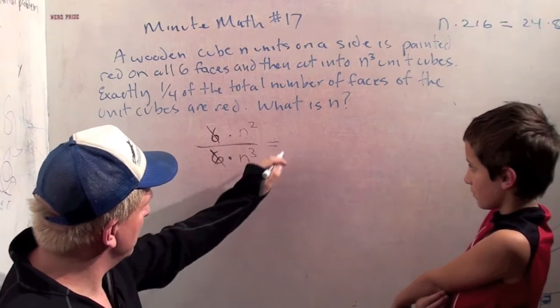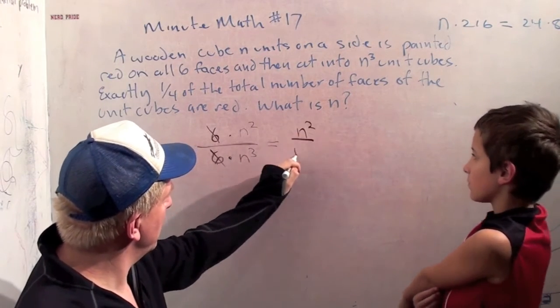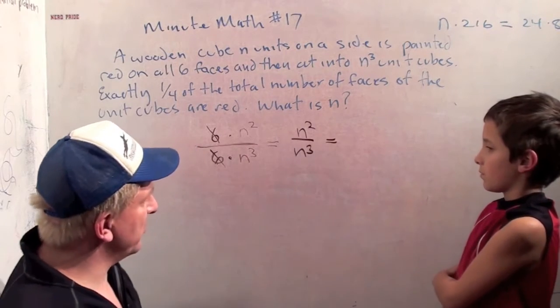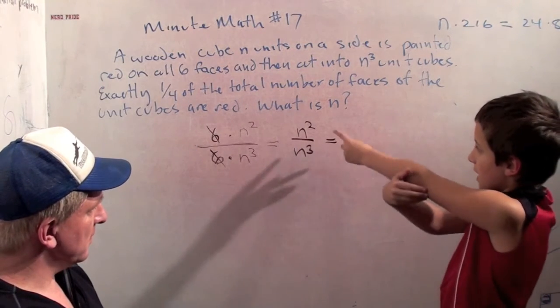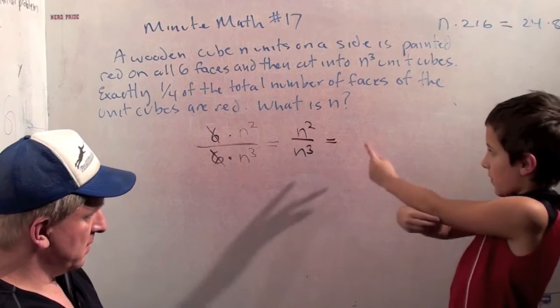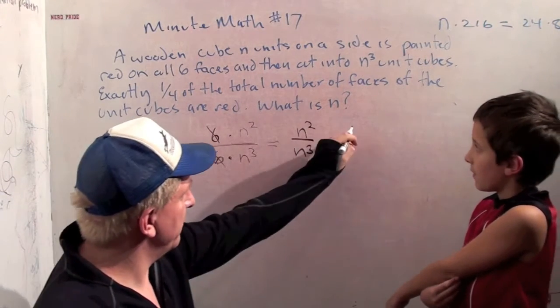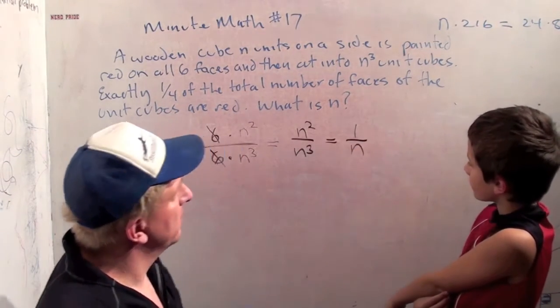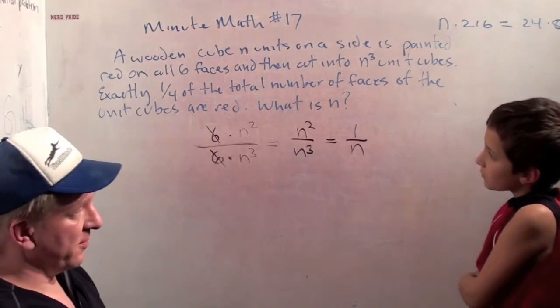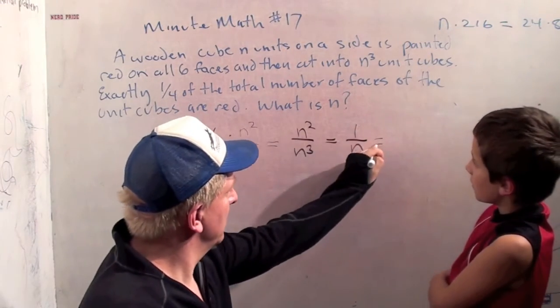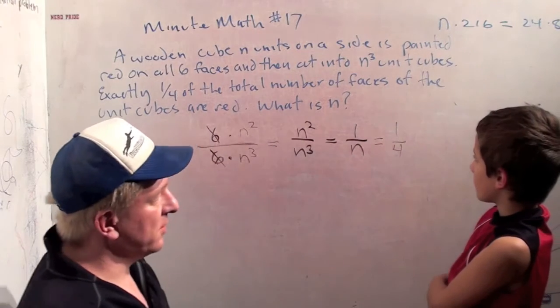We can cancel the 6's and get n squared over n cubed, which simplifies by factoring out n squared to 1 over n. So 1 over n equals 1/4. What does n equal?